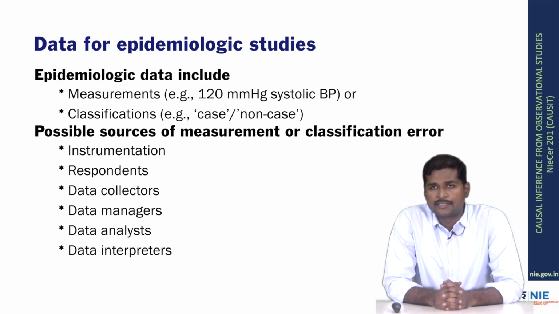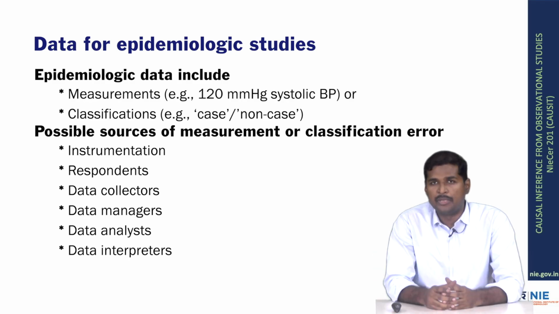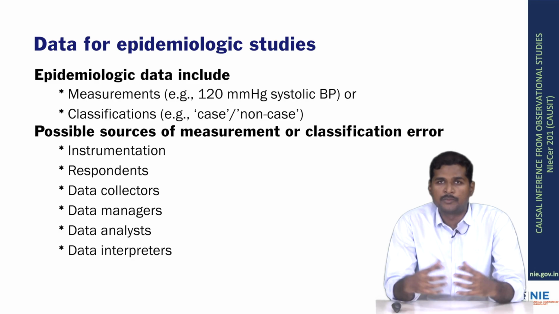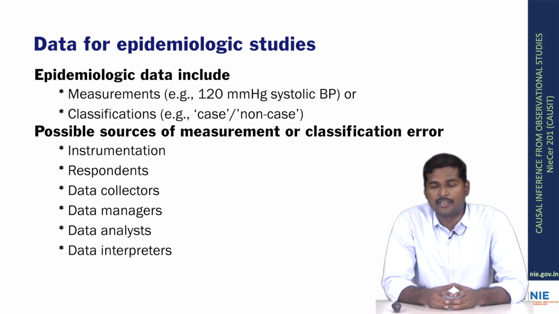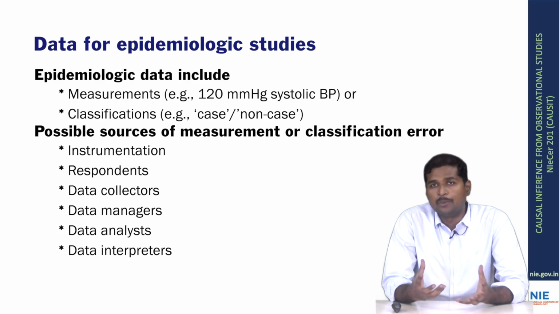Instrumentation error, as I said, occurs due to a lack of calibration of the study instrument. I gave you a simple example of a BP measurement monitor, right? A sphygmomanometer which is wrongly calibrated. It could be a weighing machine which is wrongly calibrated. It could be a HemoCue machine which is wrongly calibrated.